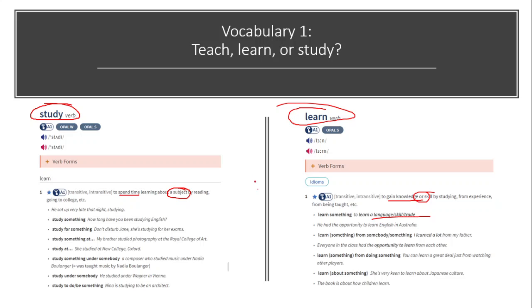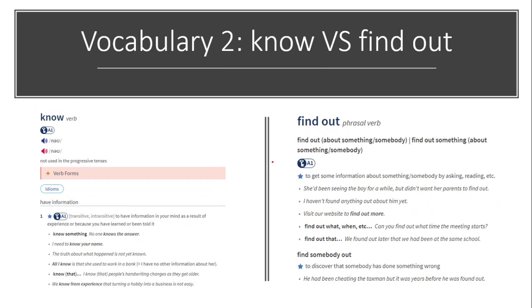so, the next vocabulary that I want you to look at are know and find out. These 2 words, many people get confused. When do we use know? When do we use find out? Especially when we write in IELTS writing tasks.